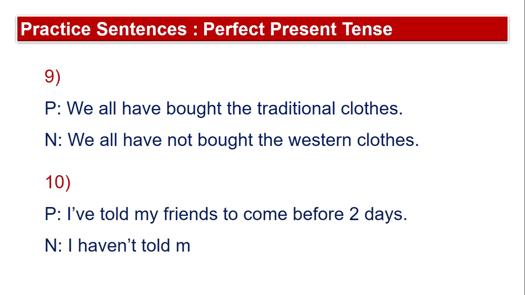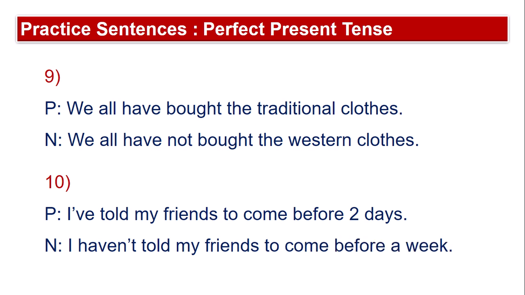I have told my friends to come before 2 days. I haven't told my friends to come before a week. So coming before a week is quite impossible for people in this busy world. So I have told them to come at least before 2 days. And in positive sentences, I have used the abbreviated form of I have, followed by verb 3 and object, my friends, then to accommodate another verb. Before 2 days indicates the time itself.